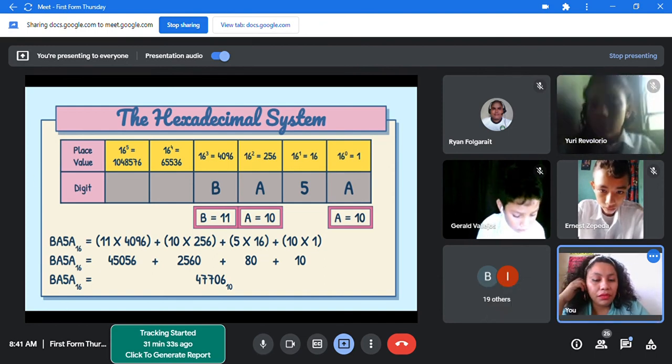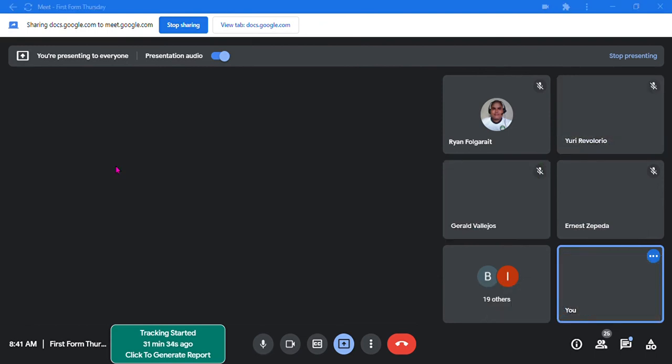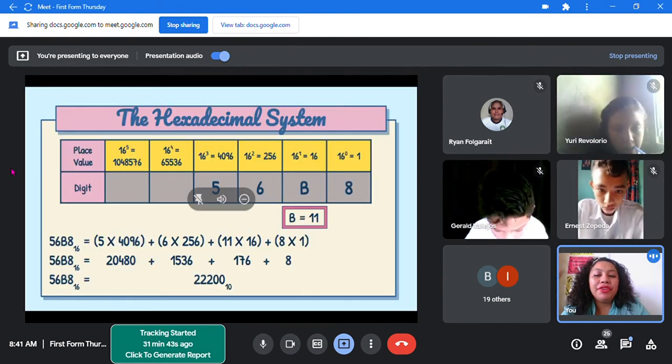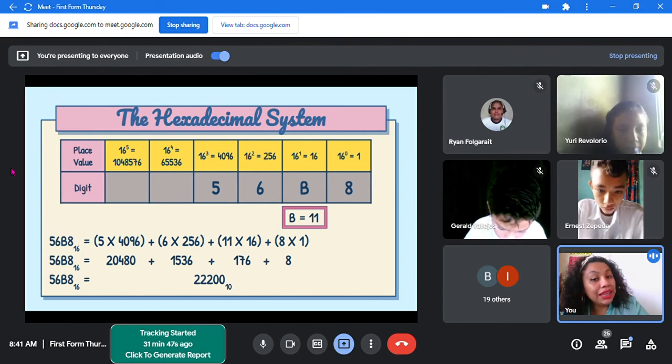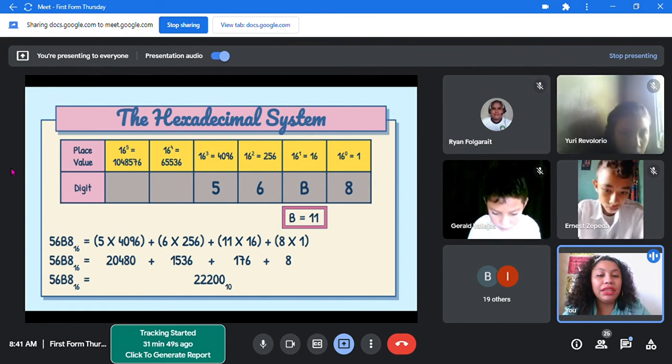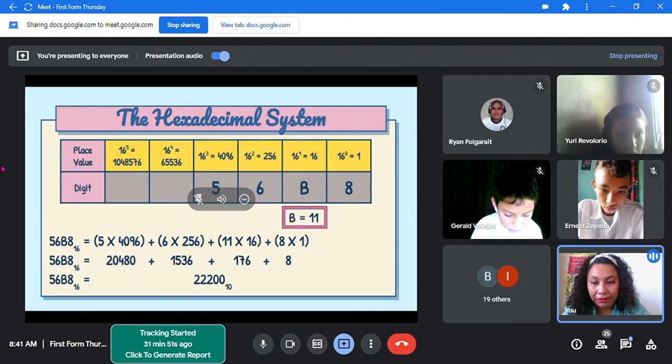Okay, and then the last one, 56B8. 56B8 base 16. 5 times 4,096, 6 times 256, 11 because B is 11 times 16, and 8 times 1.